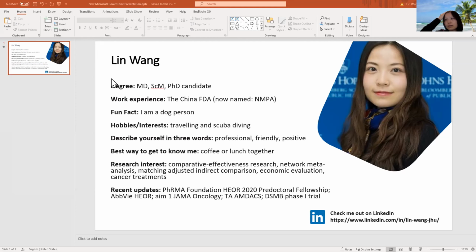So my research interest is in comparative effectiveness research, network meta-analysis, matching adjusted indirect comparison, and economic evaluation, especially in cancer treatment. So a few recent updates. I applied and got the PhRMA Foundation 2020 Predoctoral Fellowship. I worked for AbbVie in its health economics and outcomes research department this summer, and I'm continuing working for them part-time. I just submitted my Aim 1 to JAMA Oncology and got accepted.